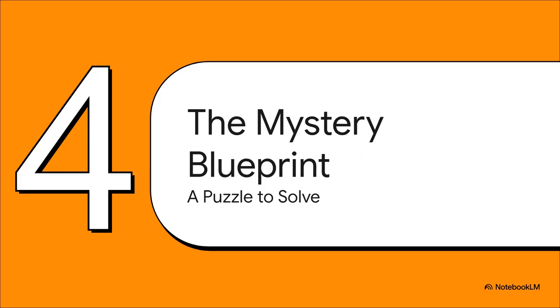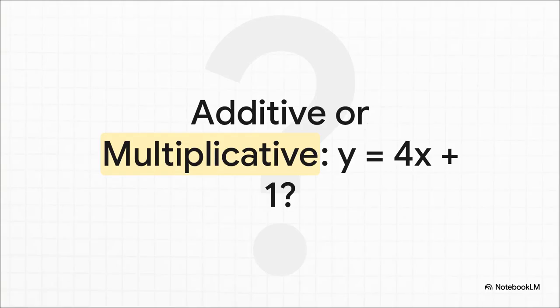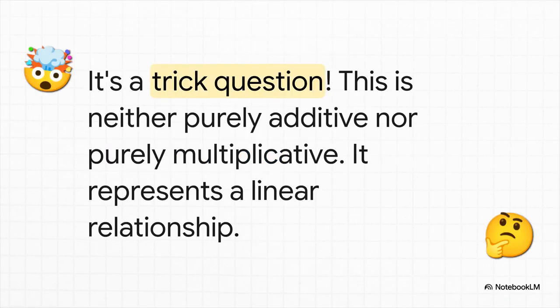Now that you're basically an expert, let's put that new knowledge to the test. Imagine we found this mystery blueprint in King Solomon's project files. It's up to us to figure out what kind of plan this is. So here it is. The equation is y equals 4x plus 1. Just take a second. What do you think? Does it look like the add-on plan or the multiplier plan? Got your answer?